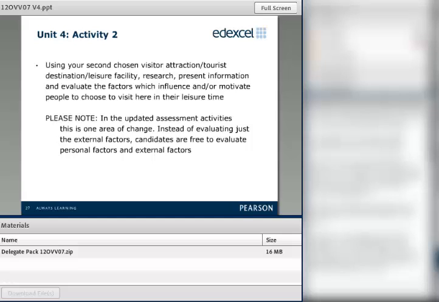There are 18 marks for this activity: 6 marks for the planning, 6 marks for presenting information about the factors which are relevant, and then 6 marks for evaluating the ones that have the most influence and seem to motivate people. So you present information about the ones that are important and then evaluate how they motivate and influence people to visit. So you've got 2 separate sections there.